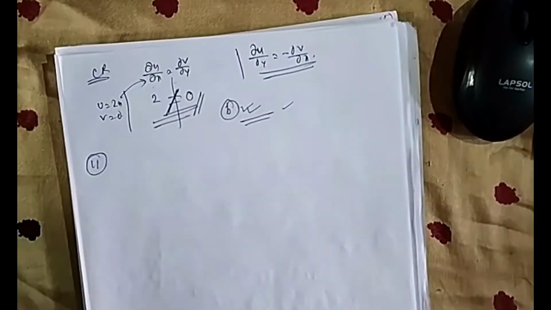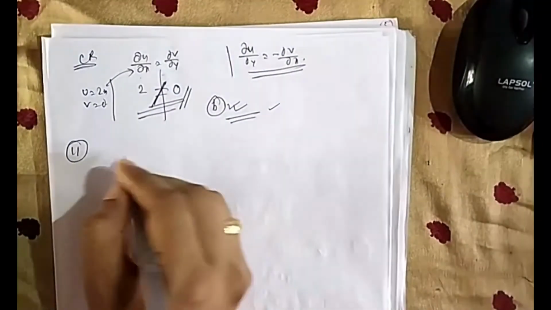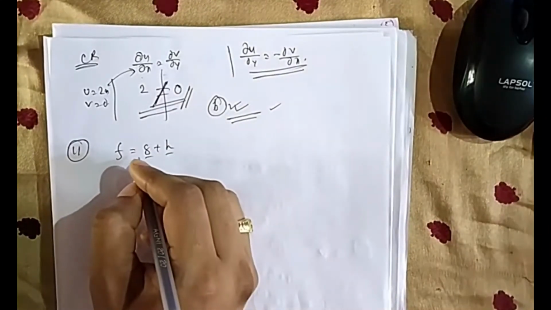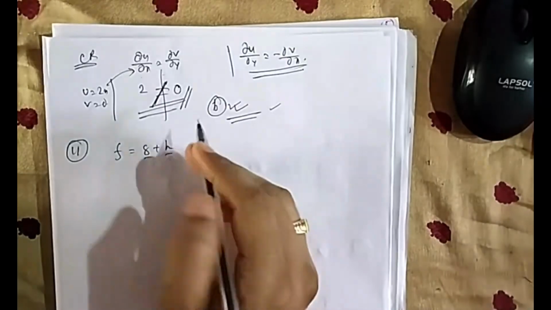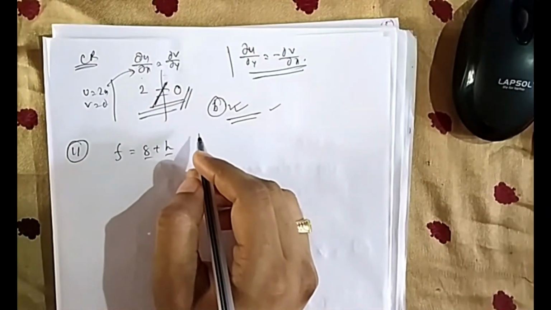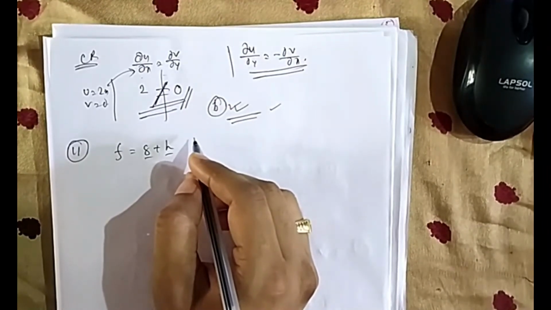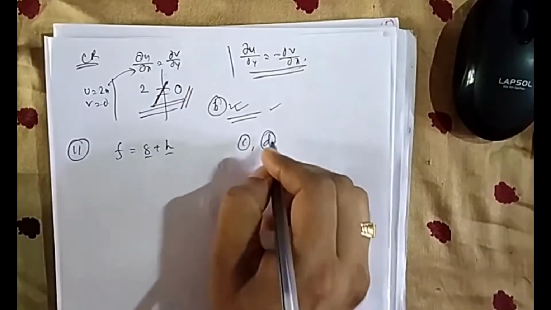So if we come to 11 now. In 11 they have given f(z) = g + h, f is some function of g plus h, and they are asking for some conclusion. If f is differentiable at z0, then g and h are also differentiable at z0. If f(z) is continuous at z0, then it is differentiable at z0. If f(z) is differentiable at z0, so are its real and imaginary parts. So come to C and D first, then we will go for A and B.